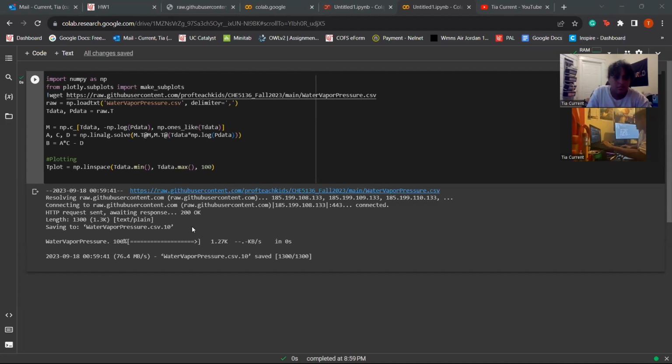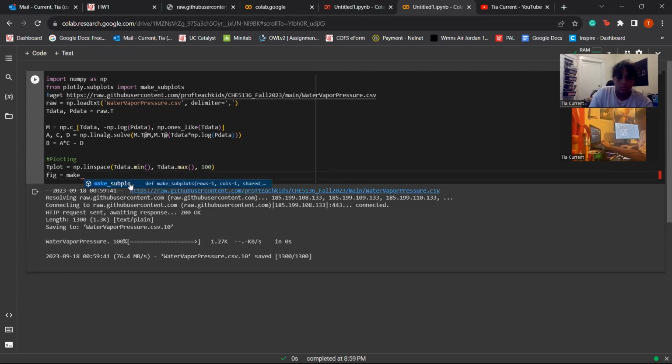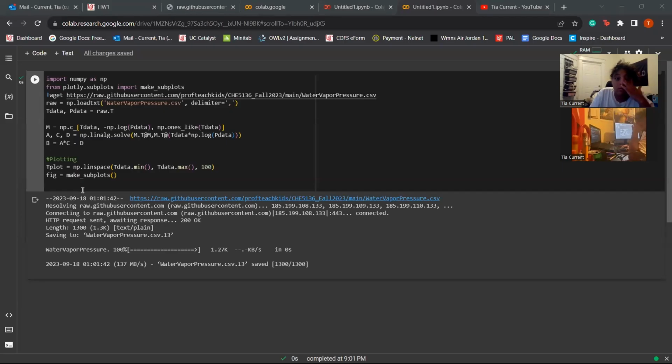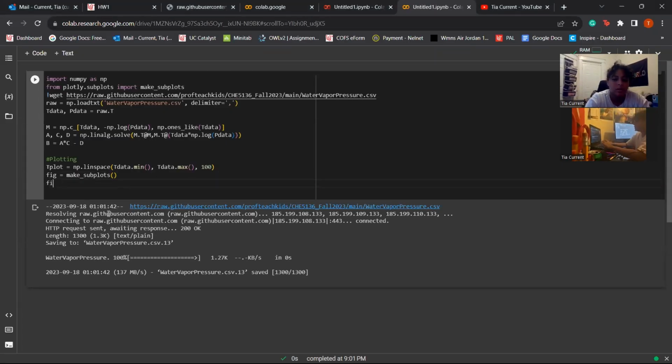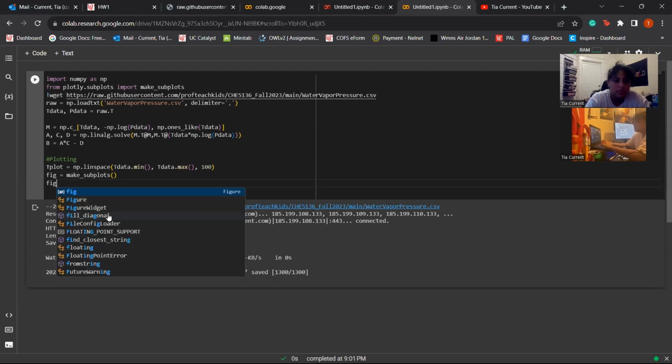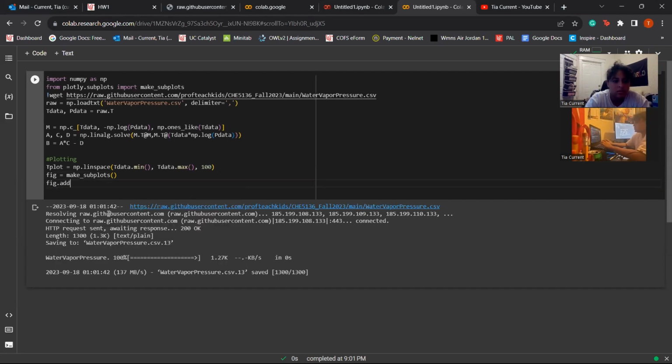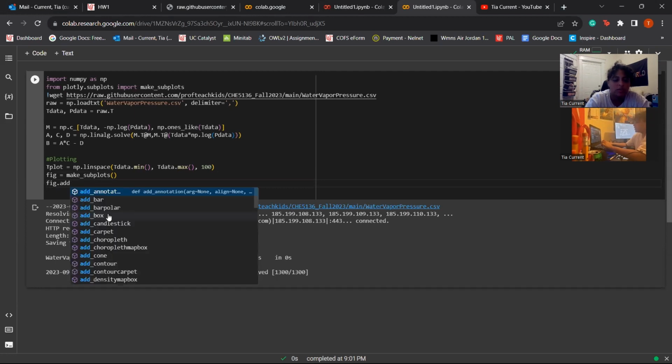Okay, so then we have our big figure. How do we make subplots? I don't know, that usually works. We get to add our actual points. Actually, how do you do that?